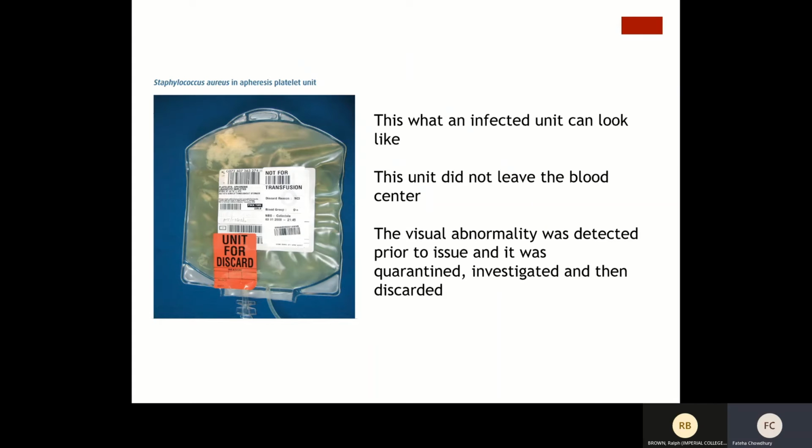So here I've got a pool of platelets with, if you can see, a fluffy white cloudy appearance here, which turned out to be Staphylococcus aureus on culture. This unit was identified looking odd in NHSBT, and it never left the centre, and any associated units with this donation would have been recalled and discarded.